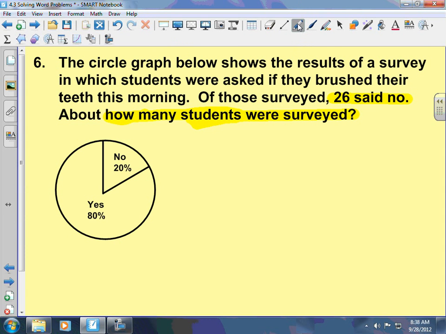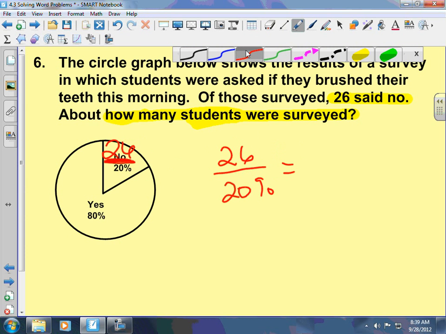Now, well, I'm not going to show you. I'll show you it in a minute. All I have to do is 26 said no, so I come over here to no, and I put a fraction bar above my percent. Fraction bar above your percent, and you put the number of no's on top of your fraction. So you get 26 over 20%. Do not forget that percent. So please rewrite it out here. Then you write equals, and I'm going to put that in my calculator.